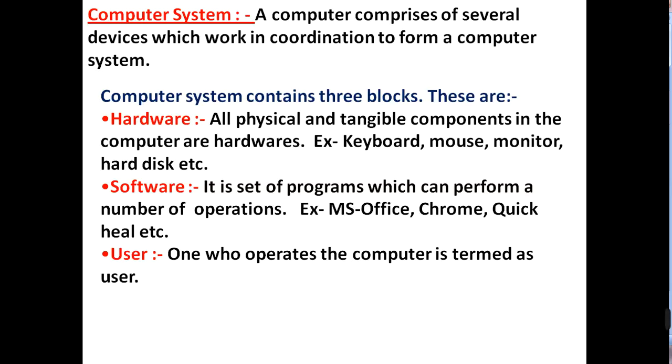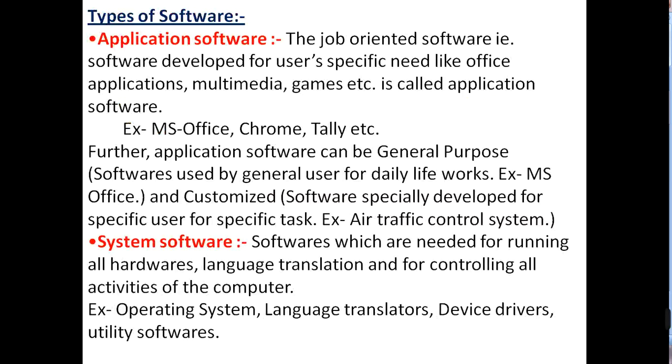And the third important component of a computer system is your user. The user is one who operates the computer. So we humans are generally users of the computer system. Now let us move to our first topic of this chapter, types of software.